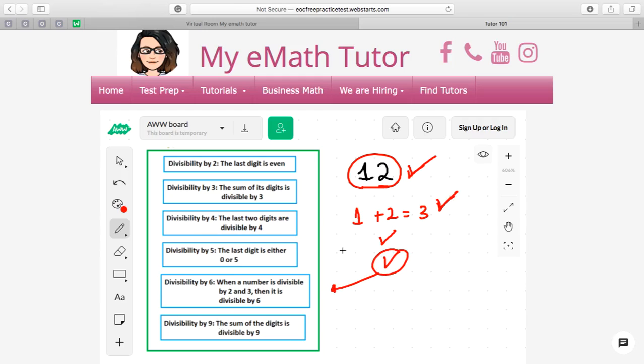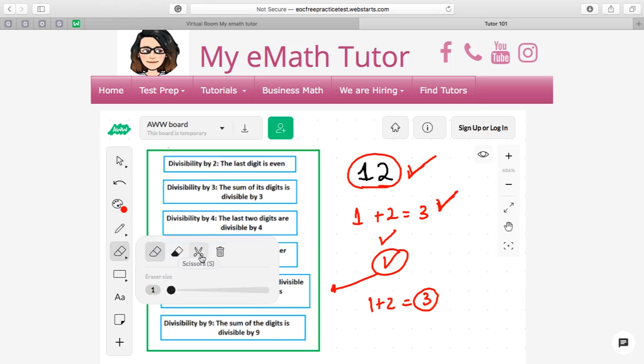Finally, divisibility by 9, you do the same. You do 1 plus 2, that's equal to 3. 3 is not a multiple of 9. Therefore, the number is divisible by 2, by 3, by 4, and by 6.